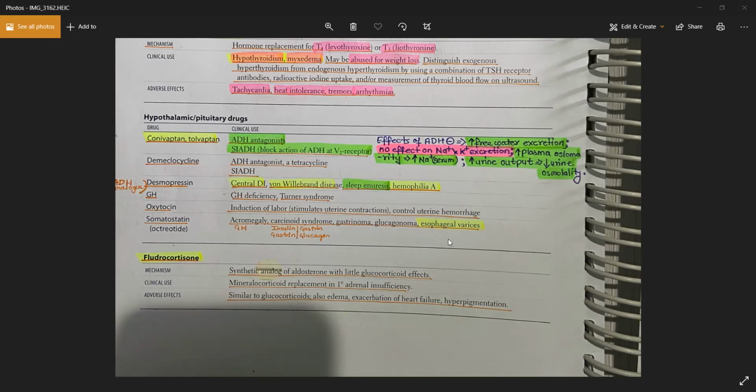And any other drug which is useful for the treatment of esophageal varices? Beta blockers. Beta blockers. Very important. Okay, don't forget that.